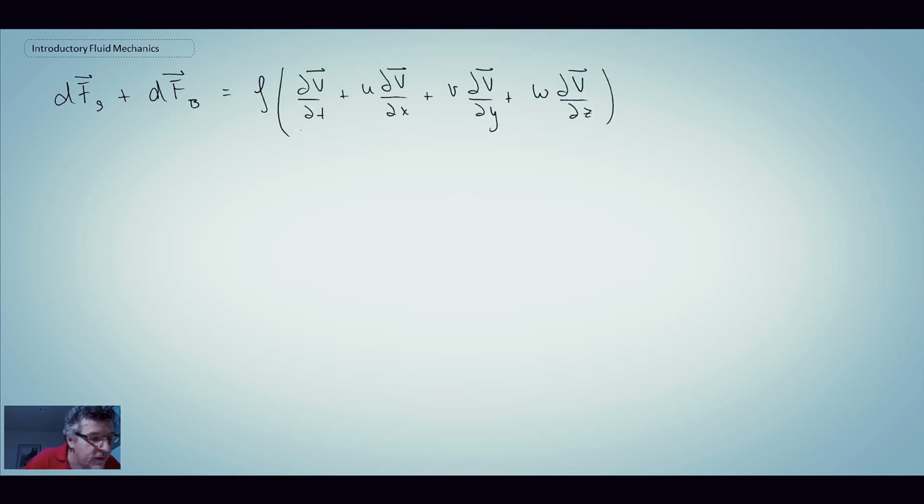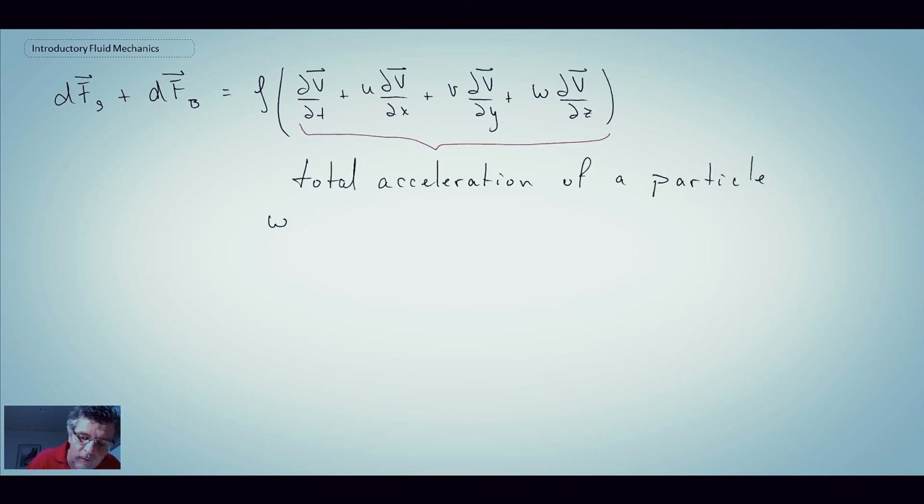What we are then left with for conservation of linear momentum is the following. And this last term here, this is the total acceleration of a fluid particle. If you remember the material or substantial derivative, that's kind of what that is there. So we have that resolved on the right-hand side.